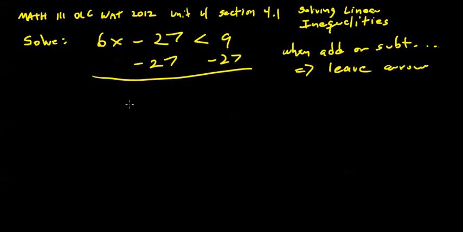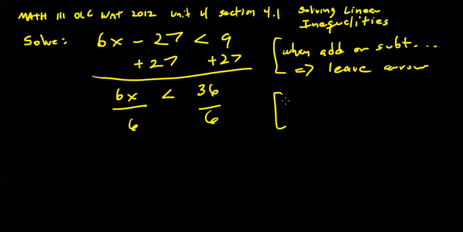So if I do that here, I get 6x. I'm sorry, I want to add 27 to both sides. Let me check that. Okay. So I get then this statement, 6x is less than 36. And that's an equivalent statement. Now I'm going to divide both sides by positive 6.